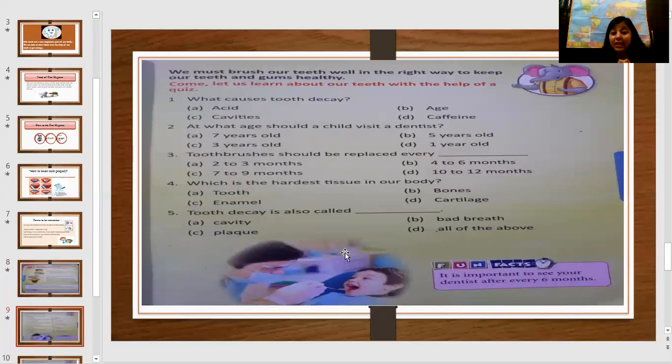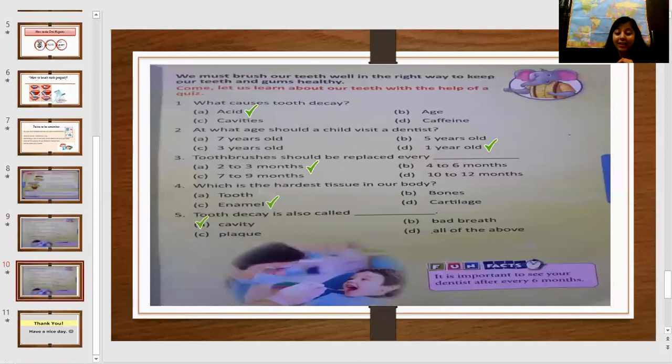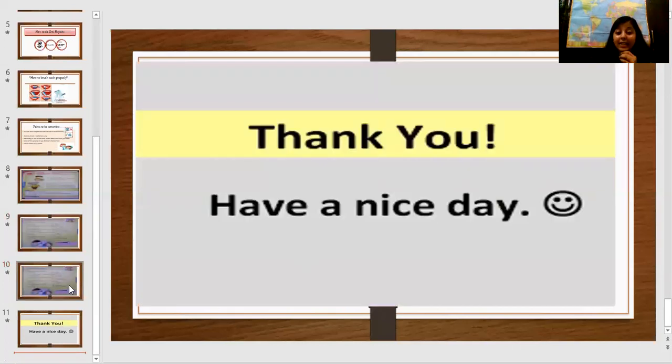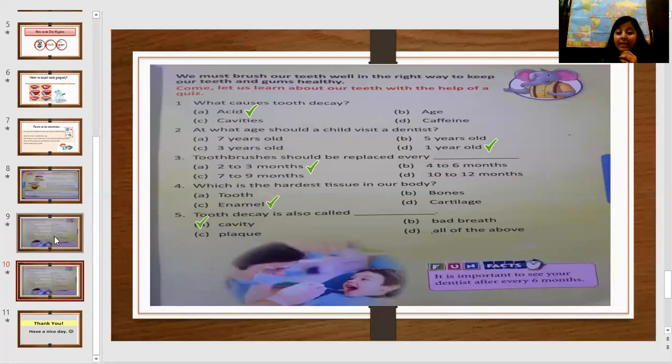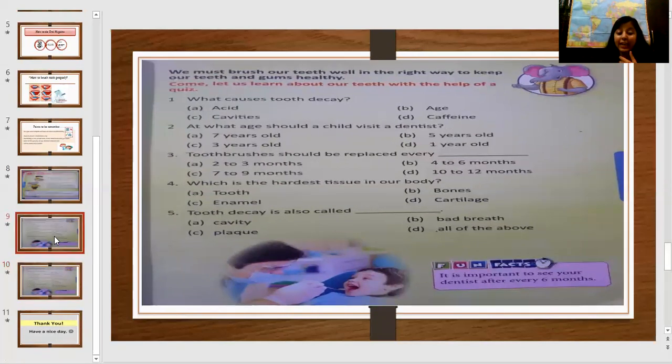What is the reason behind tooth decay, when your tooth decays and rots, what is the reason behind it? A, acid, B, age, C, cavities, or D, caffeine. Okay. As you can see on the screen, the correct answer is acid. Basically, that is what causes tooth decay.